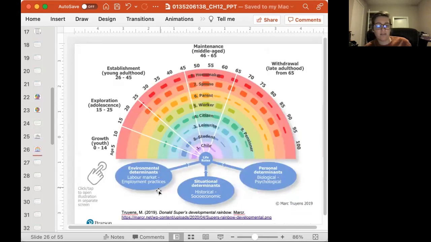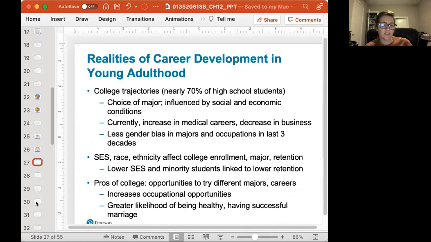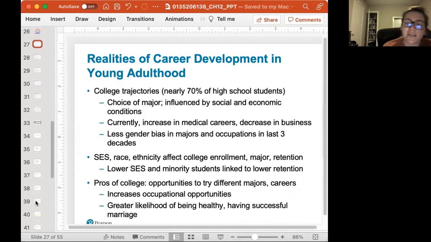You can check that out and pause this, screenshot it, or you can type in this website to go find that image. So continuing on, realities of career development in young adulthood. College trajectories: nearly 70% of high school students are having a college trajectory where they're wanting to go to college after high school. Their choice of majors is influenced by social and economic conditions. So what's making the most money, right?